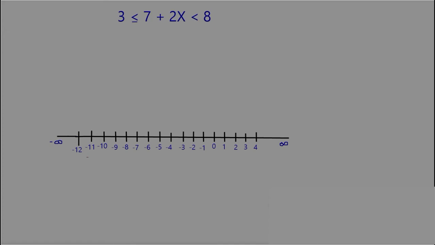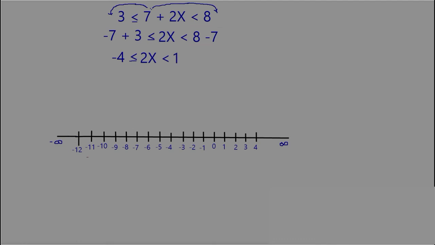This is the final example. Just like in any other normal equation, we want to first get rid of the added term, so we bring the 7 over in front of 3 that is to the left before the less than or equal to sign. We also move -7 to 8 that is to the right after the less than sign. -7 plus 3 equals -4. 8 minus 7 leaves 1.